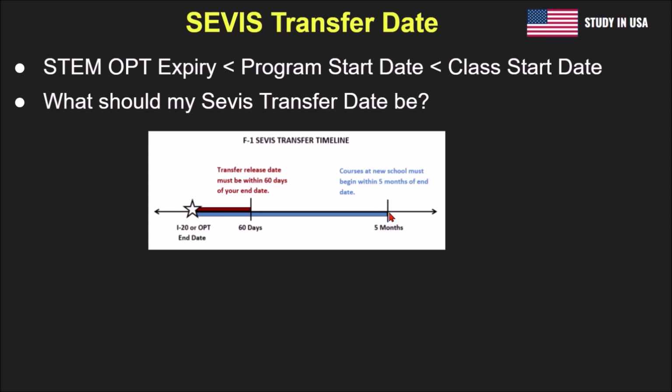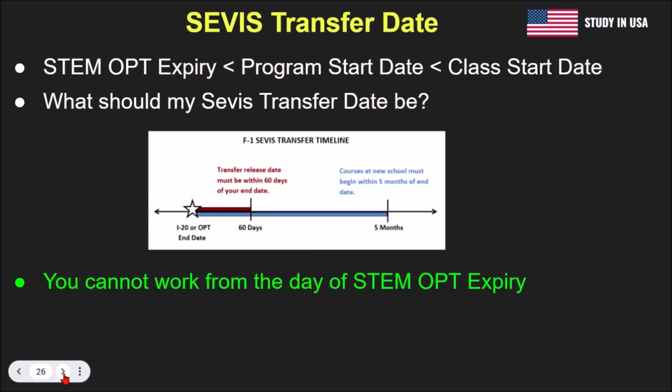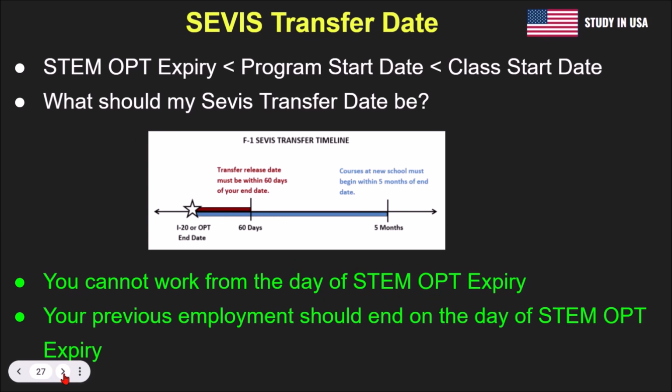And the course start date should be within 5 months of the end date. Here the end date is not referring to the service transfer date. It is referring to the OPT end date. So basically the distance between the OPT end date and the course start date is within 5 months. So this is the service transfer deadline in this particular scenario. And you need to understand here that you cannot work after the STEM OPT expiration date. Your previous employment should end on the day of the STEM OPT expiration date.